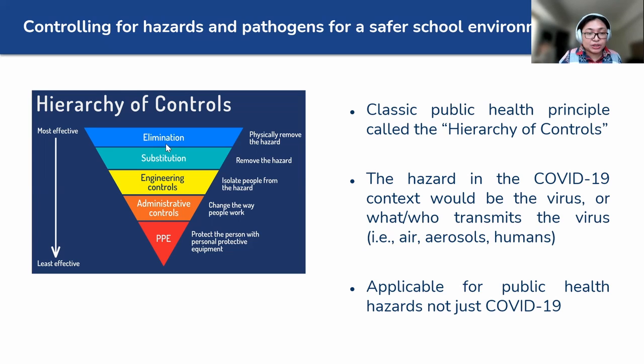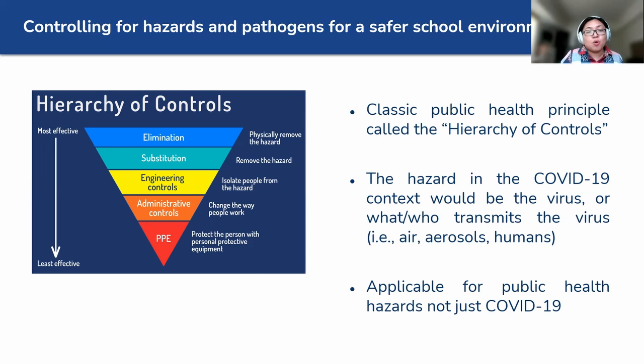So it says here on top is elimination, wherein you physically remove the hazard. That's the best. Substitution, you substitute the hazard for something safer. Engineering control, which is you isolate people from the hazard. Administrative controls, which is you change the way people work. And then PPE, which is you can't remove the hazard, so you just protect the person with personal protective equipment. So those are the classic levels of the hierarchy of control.